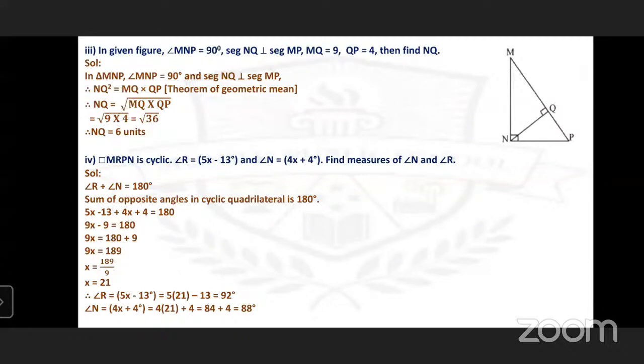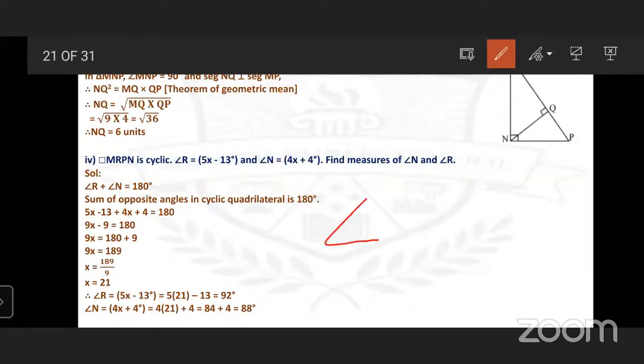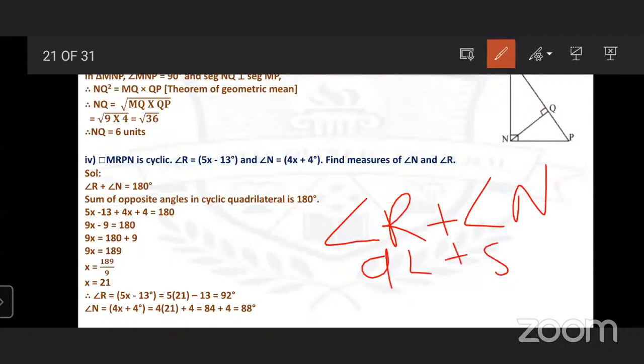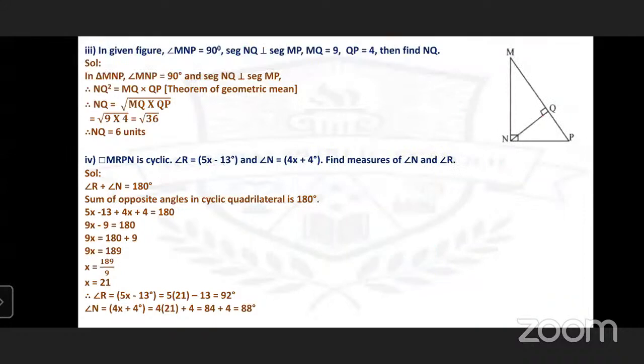Okay. So here, again we check our answer is correct or not. So angle R plus angle N. Angle R is 92 and angle N is 88. Add this, so we get 180. So our answer is correct. Already we have written here, angle R plus angle N is equal to 180. So in this way, we cross-checked our answer.